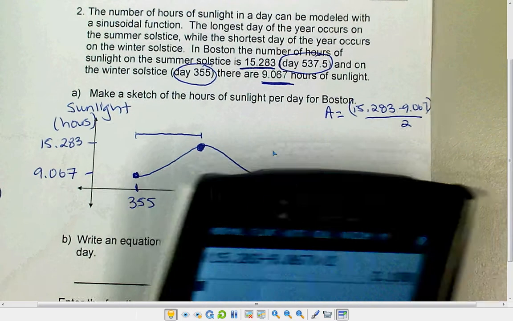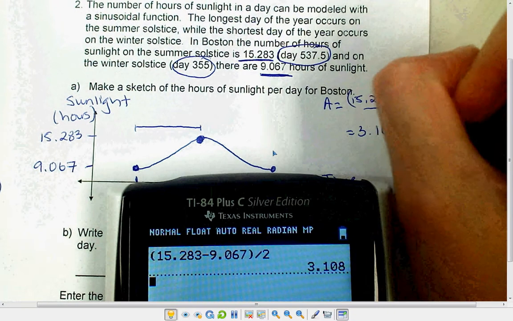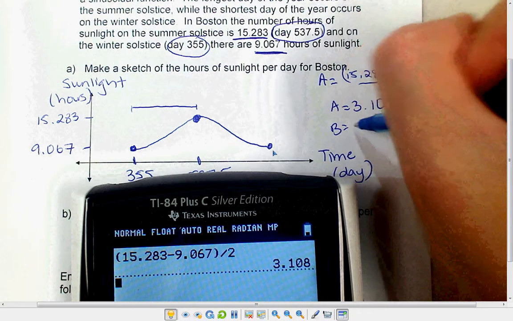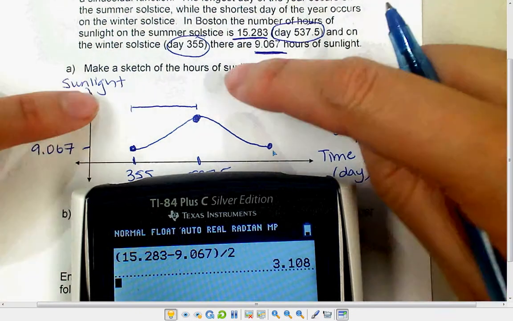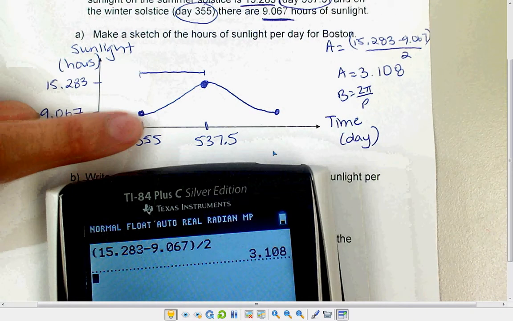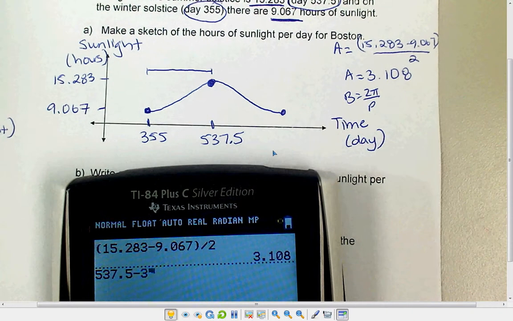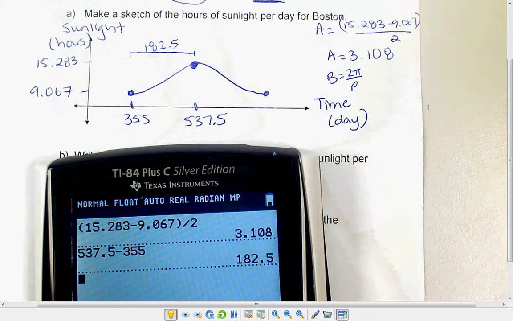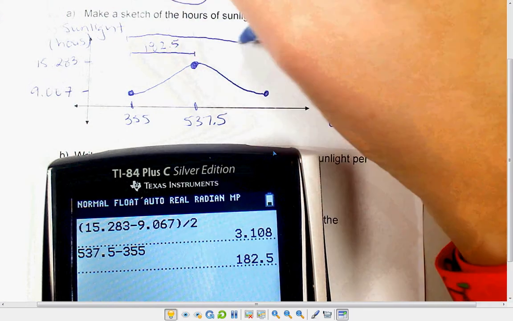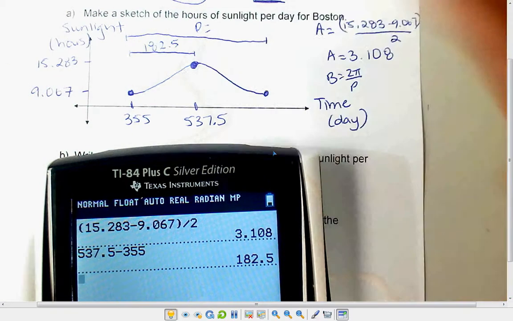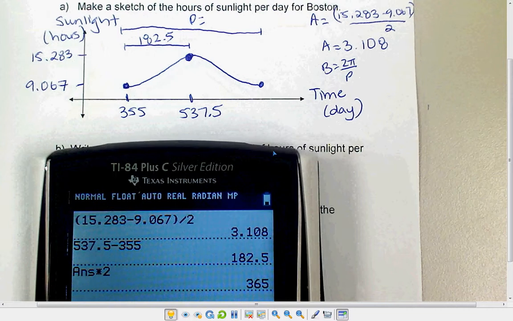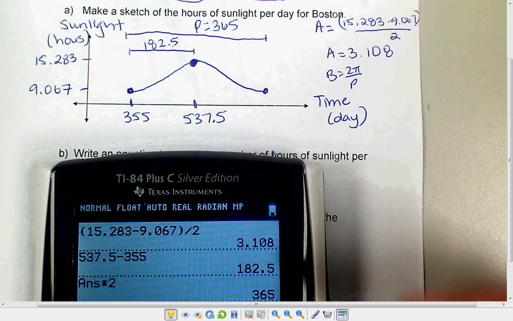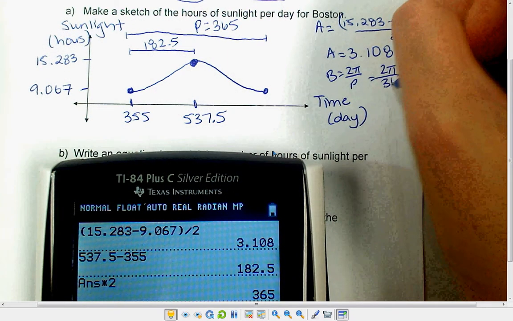And you get an amplitude of 3.108. Now let's find our b. So b is 2 pi divided by our period. To find our period, let's first find this distance from 355 to 537.5. So right now this is 182.5, but again, this is not your entire period. To find the whole period, since this is only half of it, we have to multiply that by 2. So when we multiply that by 2, we get a period of 365. And so our b value is 2 pi over 365.